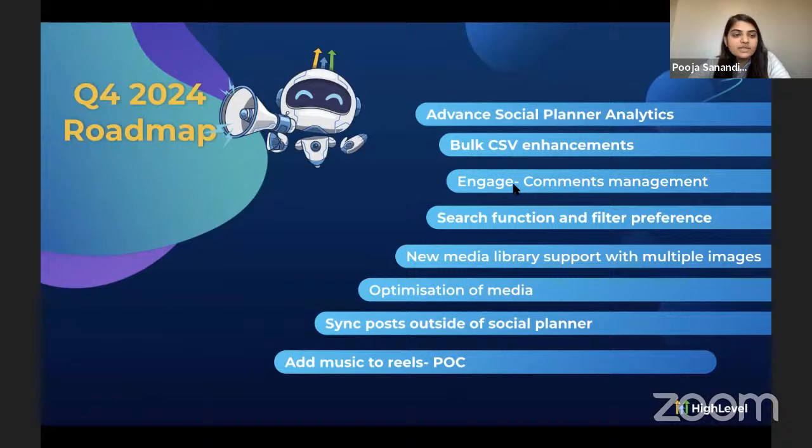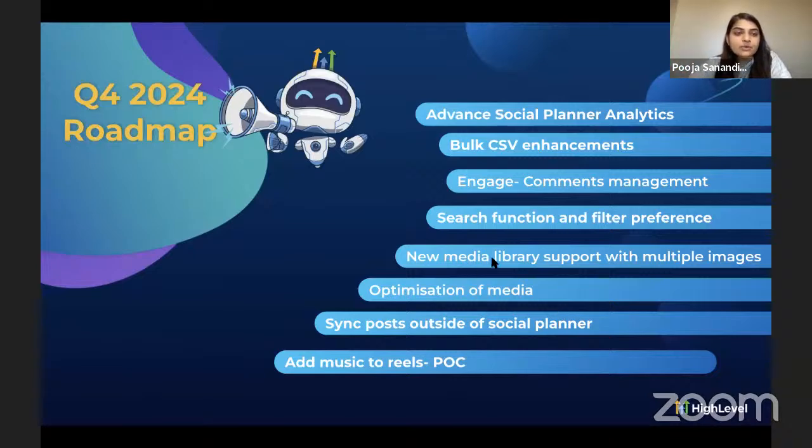Then, as we talked about, the engagement for the comment management part of it, the inbox, is something that we are going to do. Then the next thing is the search function and filter preferences. Today, if you want to search for a particular post, you don't have a search by word. So you'll get that search function. And the filter preference is about creating multiple smart list views. If you want to see all the scheduled posts, you can create a filter for it. If you just want to see all the approved posts, you can do that. If you want to see failed posts or published posts, you can create a view for those as well.